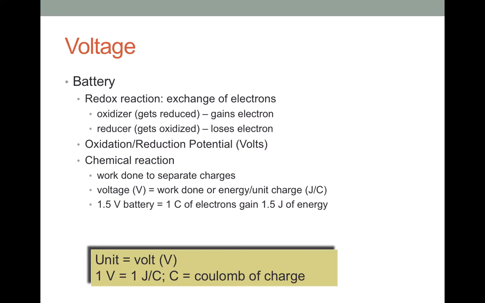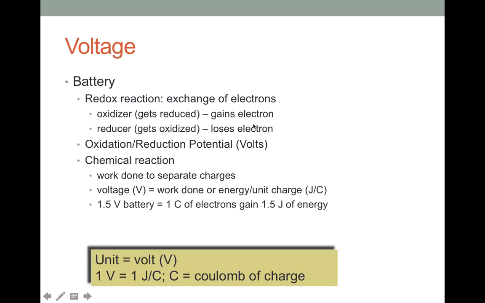Although we're going to be actually using power supplies that we plug into an outlet, it's probably a little bit easier to see voltage in terms of a battery. Inside a battery, we have an oxidation-reduction reaction going on. There are two reagents. One of them is called the oxidizer. It gains electrons. The other is called the reducer. It loses electrons. And it is this exchange of electrons that actually produces the voltage that's generated in the battery.